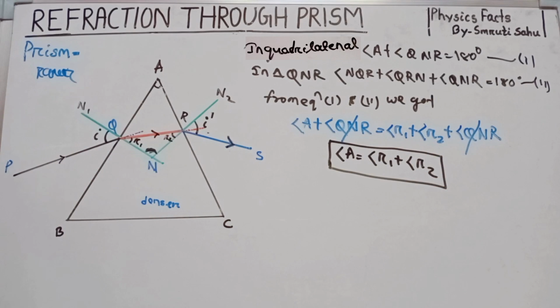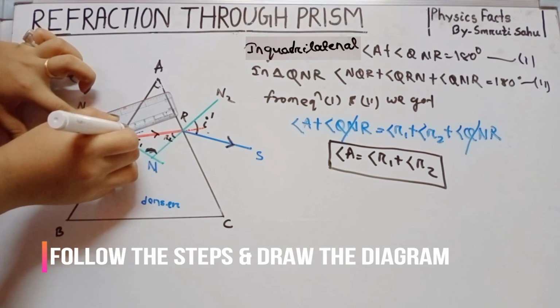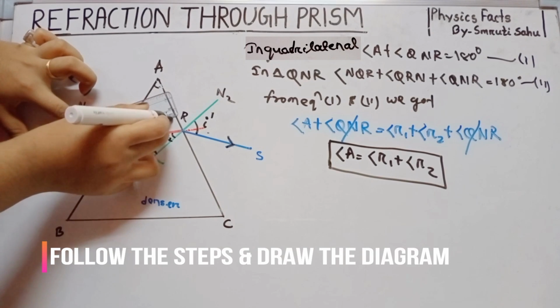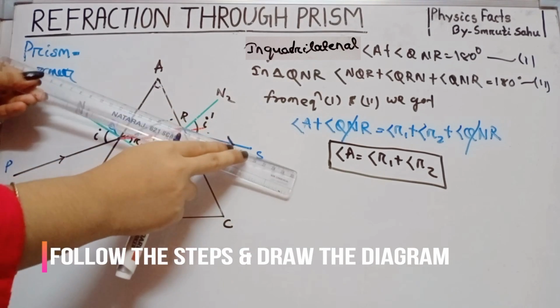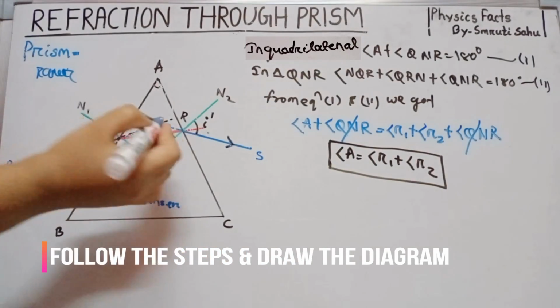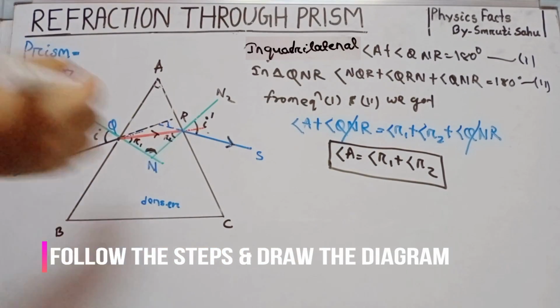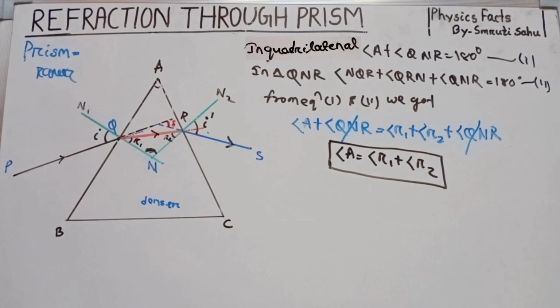If we draw the diagram, this one is the actual path of the incident ray. But here the emergent ray is deviated from this incident ray. That means here deviation occurs, and this angle is known as the deviation angle delta. You clear, student? This angle is known as the deviation angle.